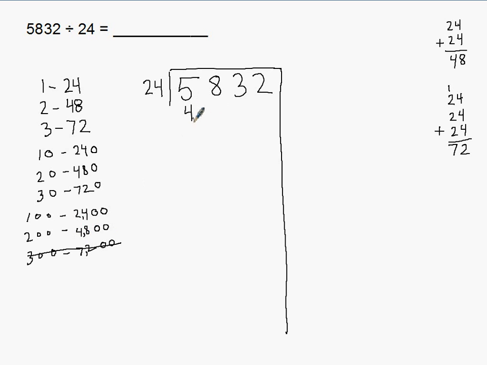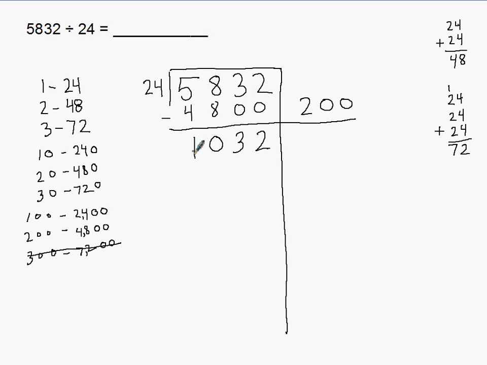So I'll put my 4,800 right here. I'll draw a line all the way across and then extend it out. And we're going to subtract this. 2 minus 0 is 2. 3 minus 0 is 3. 8 minus 0 is 8. And 5 minus 4 is 1. Now, what did I do to get this 4,800? Well, I multiplied 24 times 200. So I'm going to put this 200 over here to the side.